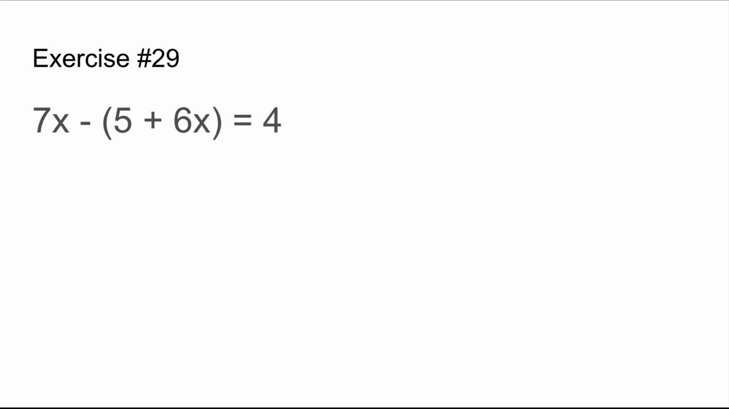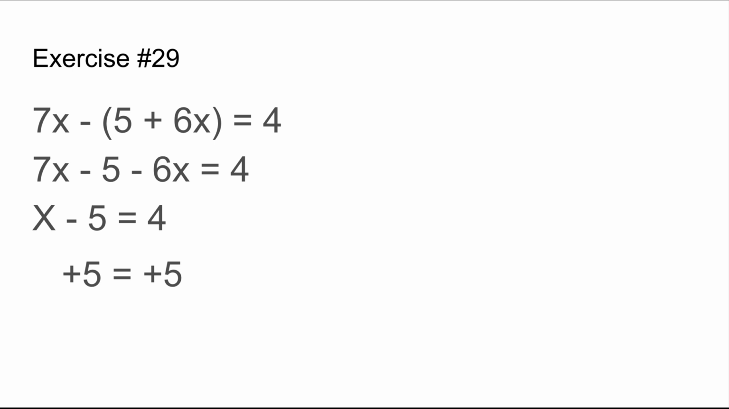29. Here we have another one of those, woohoo, pay attention. We have a parentheses but no number in front. So that means we have a 1, an invisible 1. Multiply negative 1 times the 5, negative 1 times the 6x. We will combine 7x and negative 6x to x. Remember, we never write 1x. We will only write x if it is by itself with a 1. Minus 5 equals 4. Add 5 both sides. 9 is what x equals. Yep.